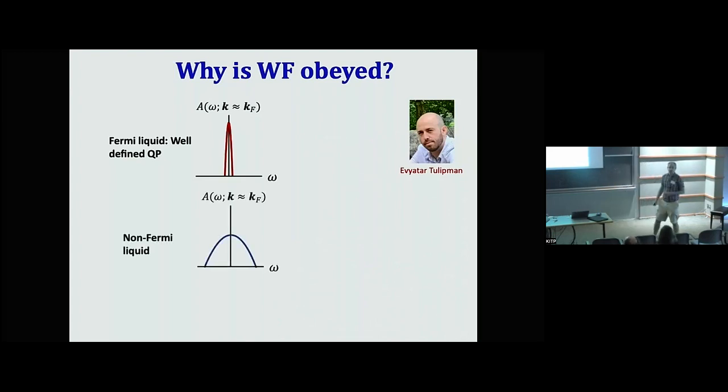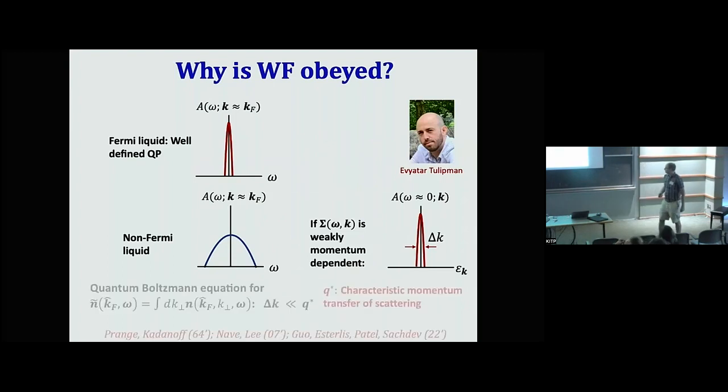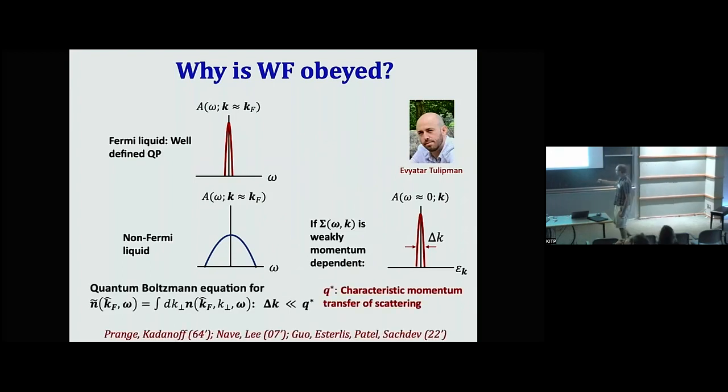Even arbitrarily close to the Fermi surface, the width of the spectral function is much bigger than the energy of the quasi-particle, so the quasi-particle is not well-defined. Nevertheless, in certain non-Fermi liquids, where the self-energy is weakly dependent on K, if we look at the spectral function at low frequency as a function of K, it is actually sharply peaked. Then you can still derive a quantum Boltzmann equation for the distribution integrated over momentum perpendicular to the Fermi surface.